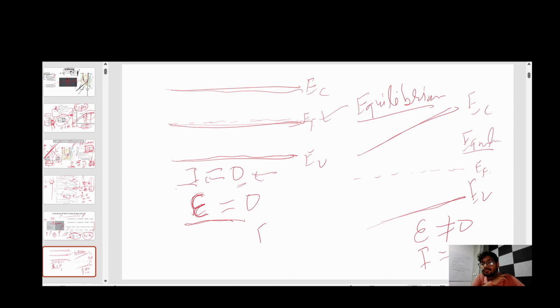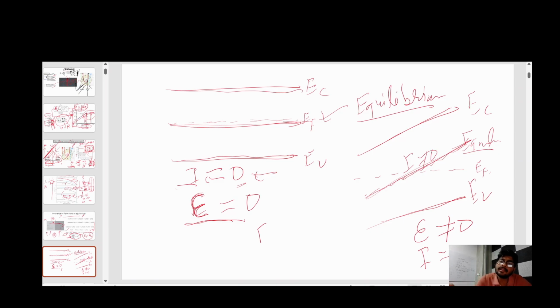Whenever there is any gradient in the Fermi level, let us say this is the Fermi level, then I is not equal to zero in this case. Current is flowing in the semiconductor. So I is not zero, and E is also not zero.